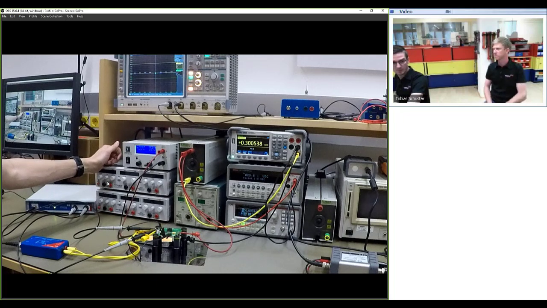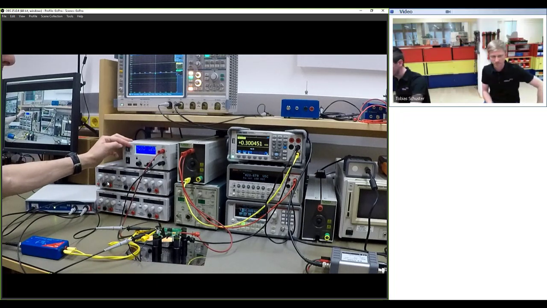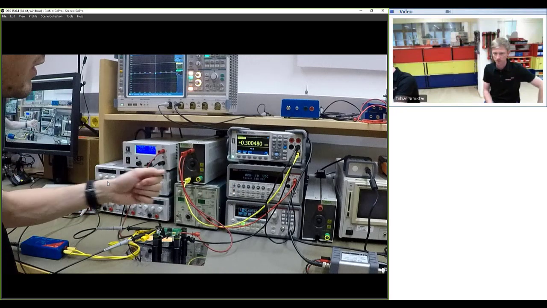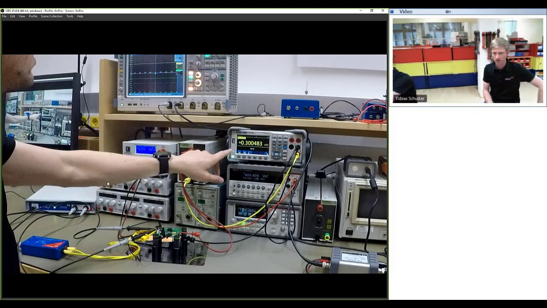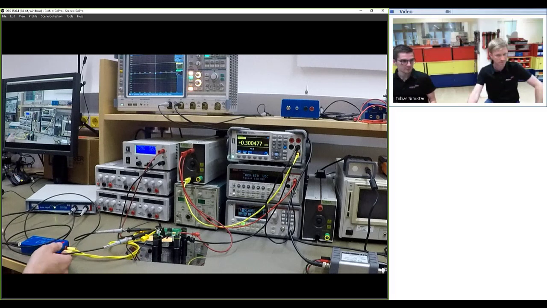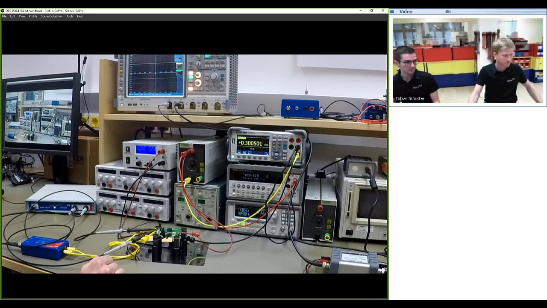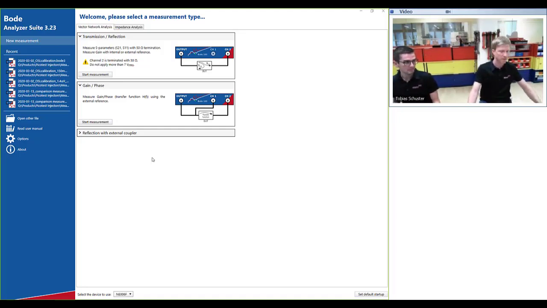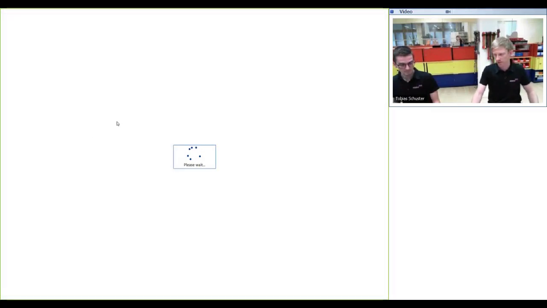So we have 40 volts input voltage, and the output voltage is about 24 volts and 0.3 amps of output current. Now we can switch to the Bode Analyzer Suite and to the settings to do the measurement. Okay, so I'm going to start the Bode Analyzer Suite. For the loop gain measurement, you use the gain phase measurement mode. That's a very simple measurement mode where the predefined settings normally match pretty well what you need.